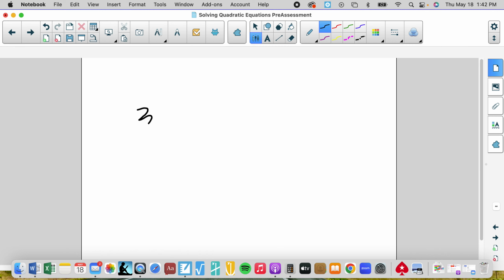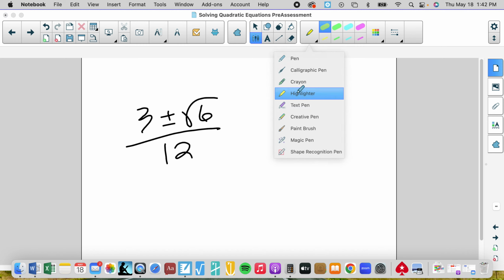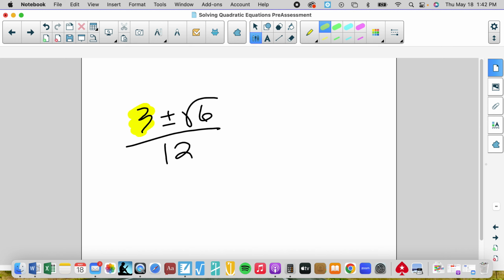If I had 3 plus or minus rad 6 over 12. Ooh, that's a good one. Can I simplify that? Can I simplify that? No, you cannot. How many pieces are there? 3. Yes, one of them is invisible. One of them, you are pleasantly forgetting that there's a 1 there. So no number goes into 3, 1, and 12.